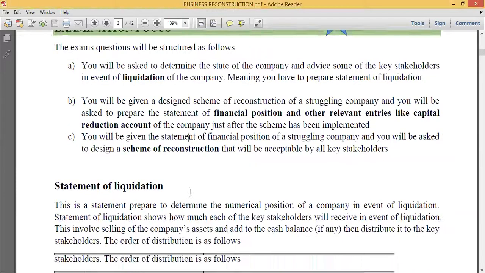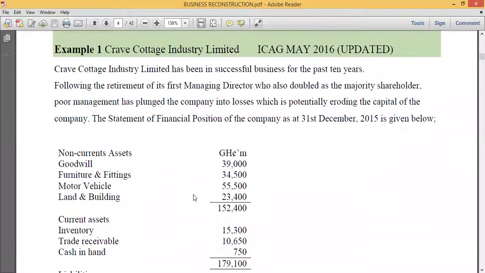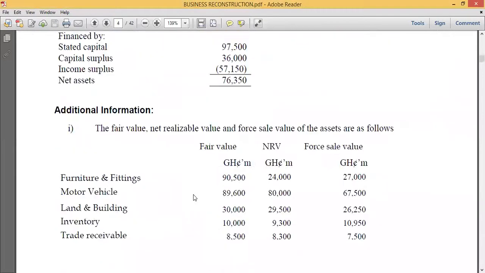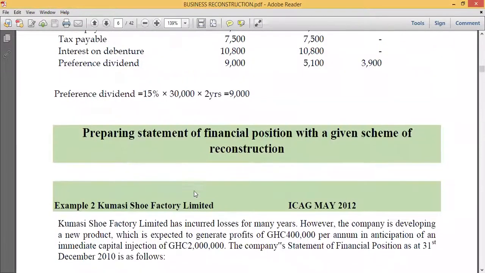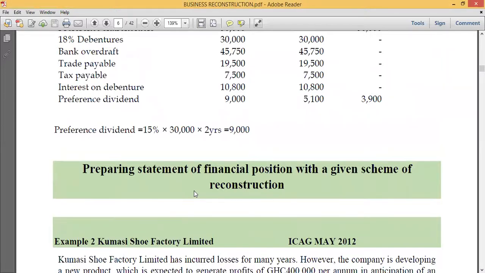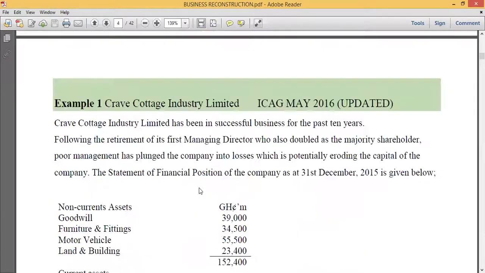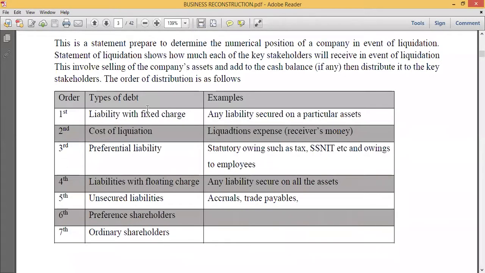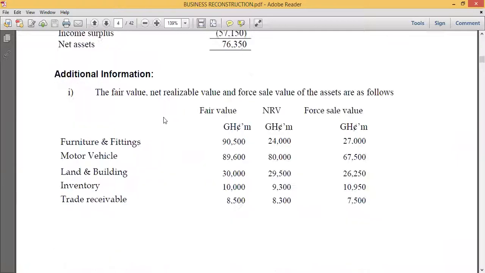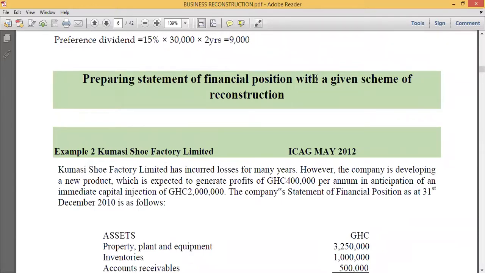Don't forget that question example three is a take home examination or take home mock. It's the solution, the one with the solution. I've arranged it according to A, B, and C. So you can see that the first question is on liquidation, the statement of liquidation. In the event of liquidation, what will happen? Then from there, we moved to preparing the statement of financial position with a given scheme.